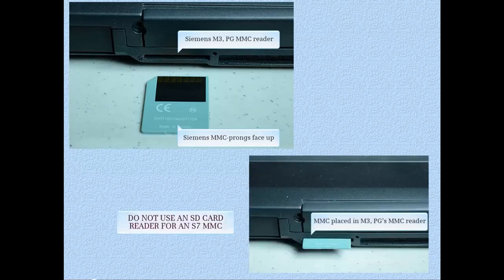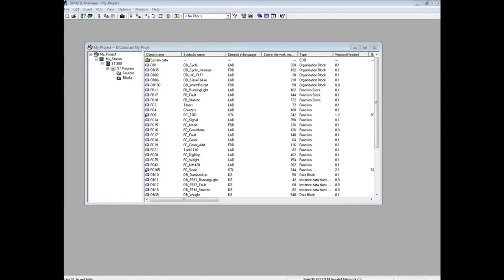Do not attempt to work with an S7 micro memory card in an SD card reader, or you'll ruin the card and it can only be fixed by returning it to the factory. Also, if you are working with a different model Siemens PG, consult the manual to make sure you know which slot is the one for the S7 micro memory card. Some PGs may have both an SD card reader and a micro memory card reader.